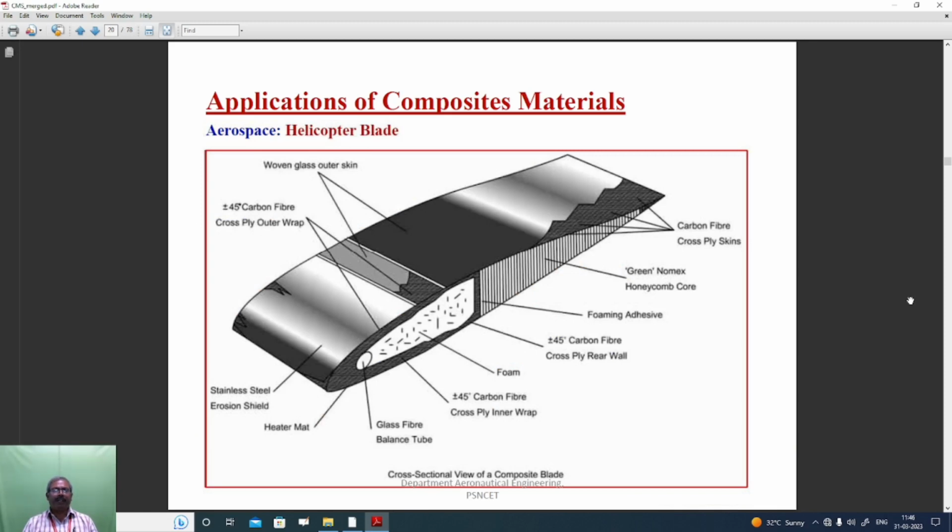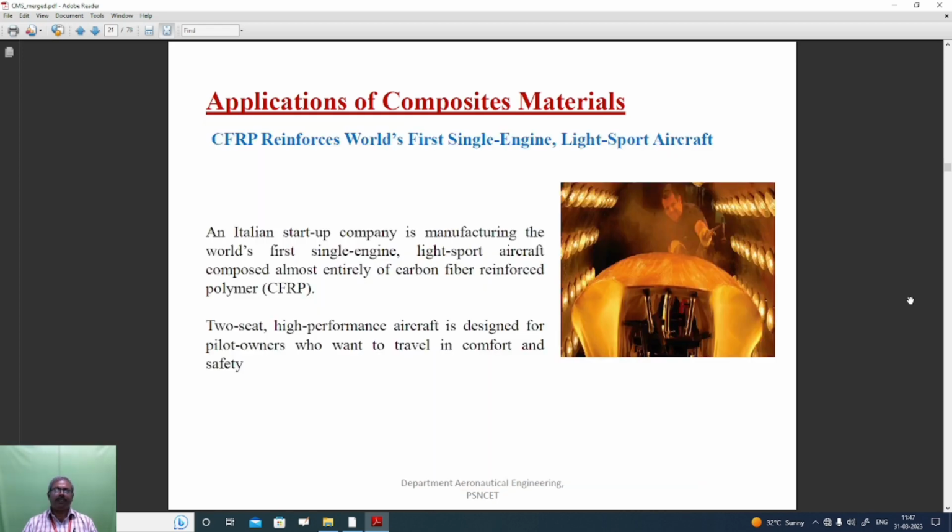This is a helicopter blade. In this, carbon fiber and glass fiber composites are used in this helicopter blade. And CFRP, carbon fiber reinforced polymer, reinforces Bell's first single engine light sport aircraft. An Italian startup company is manufacturing the first single engine light sport aircraft composed almost entirely of carbon fiber reinforced polymer. The two-seat high performance aircraft is designed for pilot owners who want to travel in comfort and safety.